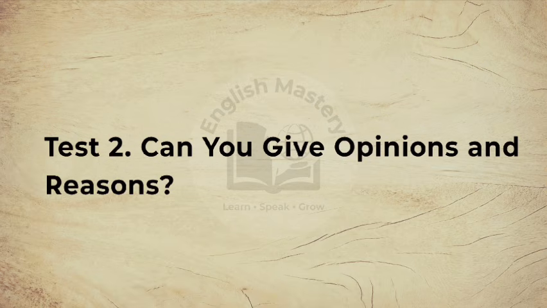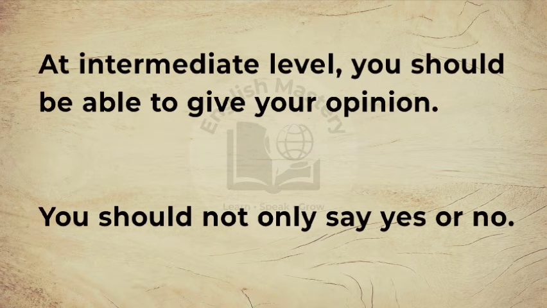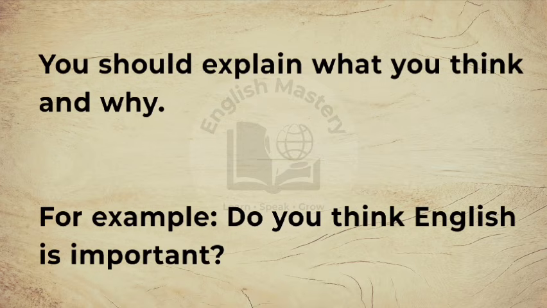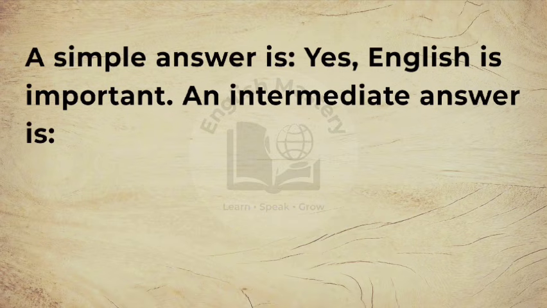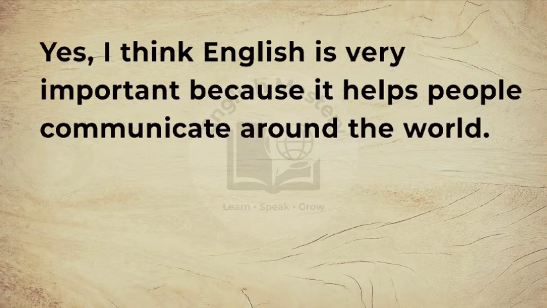Test 2. Can you give opinions and reasons? At intermediate level, you should be able to give your opinion. You should not only say yes or no, you should explain what you think and why. For example, do you think English is important? A simple answer is yes, English is important. An intermediate answer is yes, I think English is very important because it helps people communicate around the world.